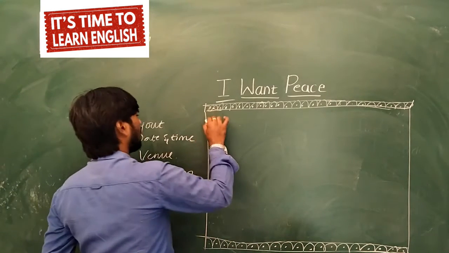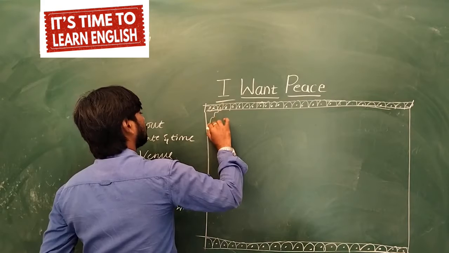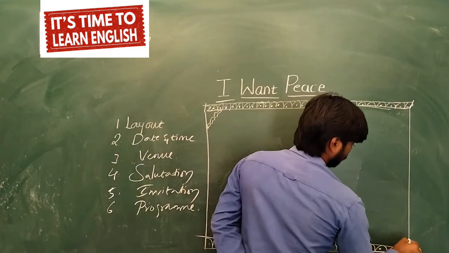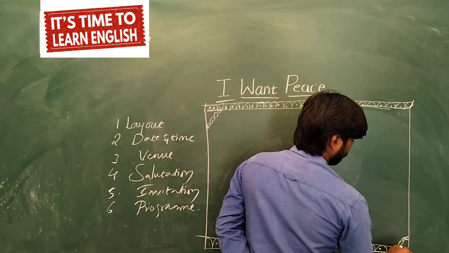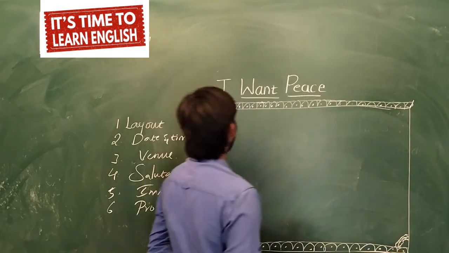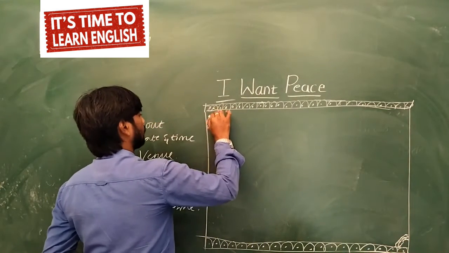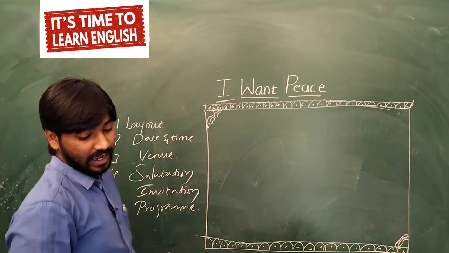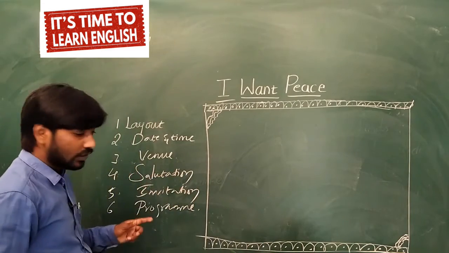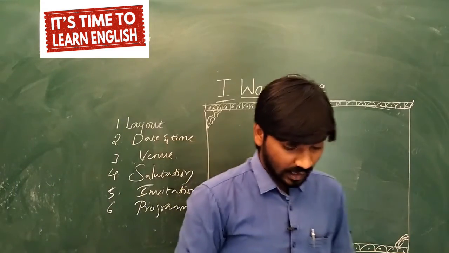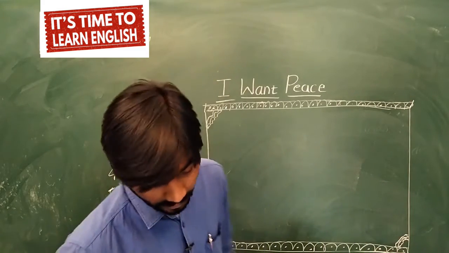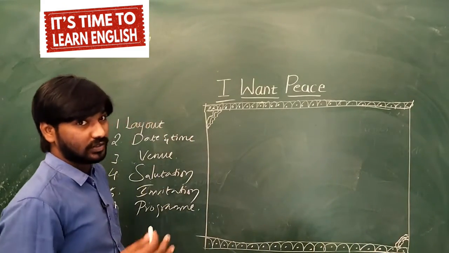If you want to make something there, you can make some decoration. It is up to your choice. Okay, finished. Okay, layout finished. Next one, date and time, and next venue, salutation, and all the things. Okay, so number C, first one, invitation. What is the invitation? Musical program.